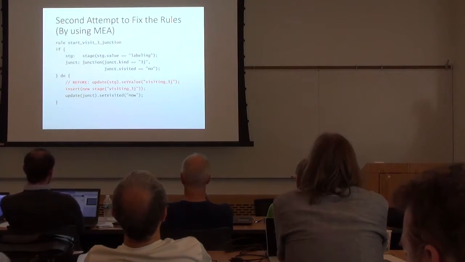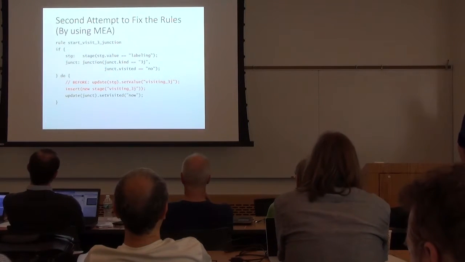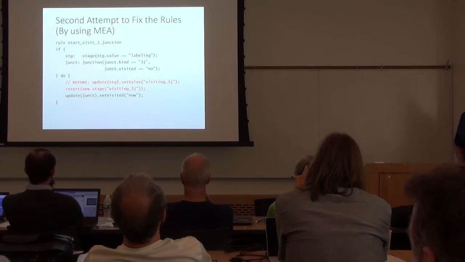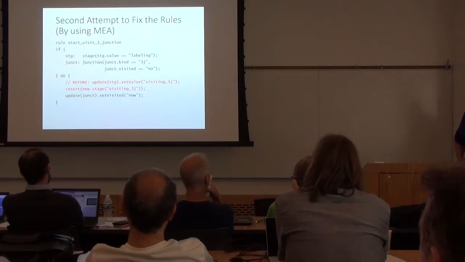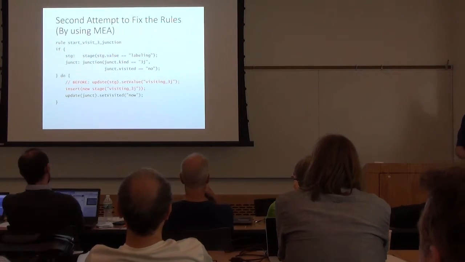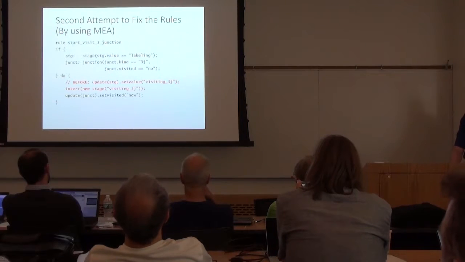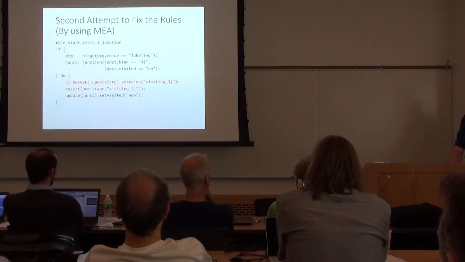Okay. Here's the second attempt. As I said before, this rule originally had a very important value, so basically it goes there. The much better style is to use something called MEA to take advantage of the conflict resolution. Instead of changing the stage explicitly to say that we want to jump to the new stage, we basically do a separate call by determining the new stage.